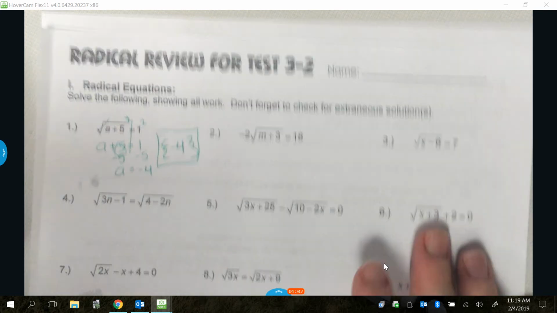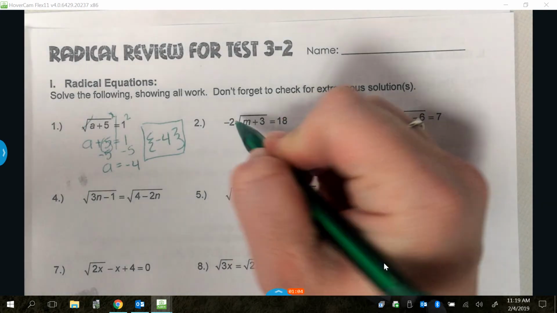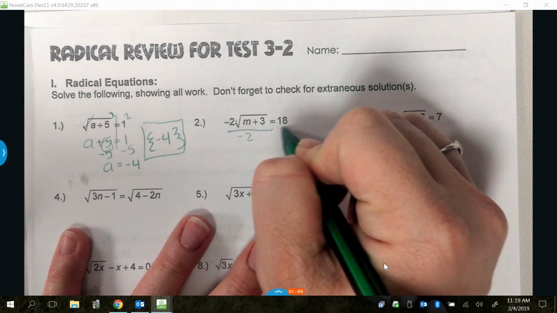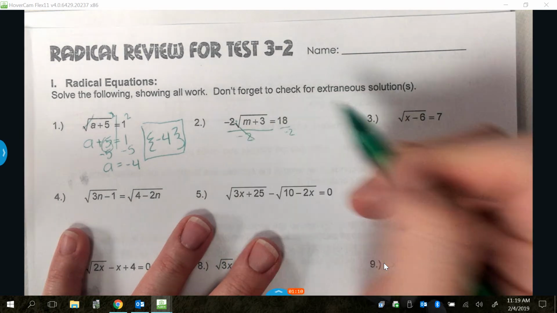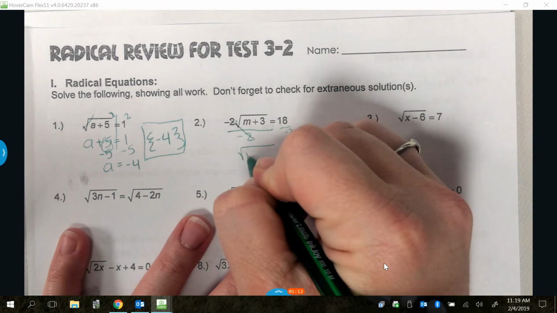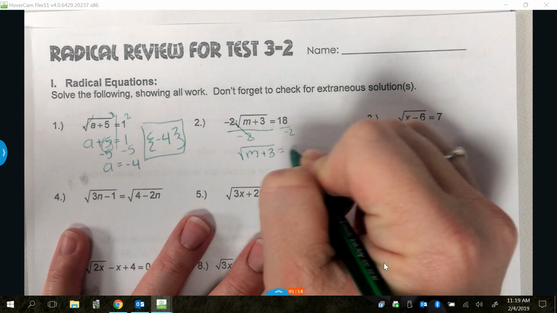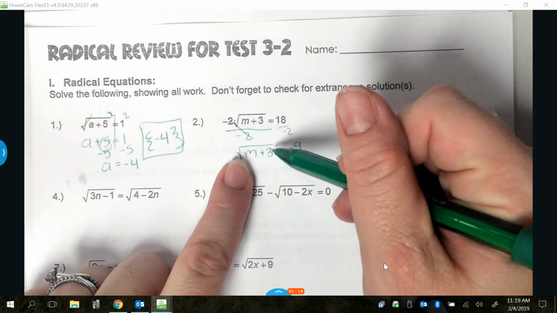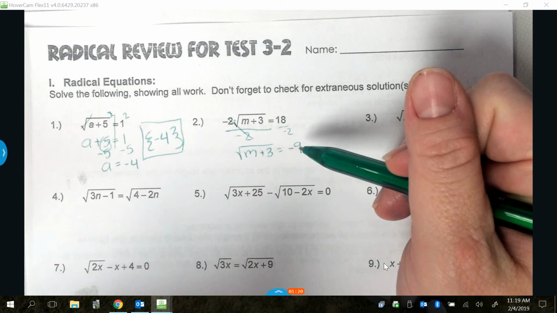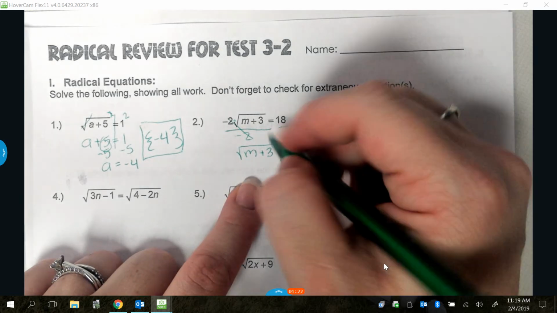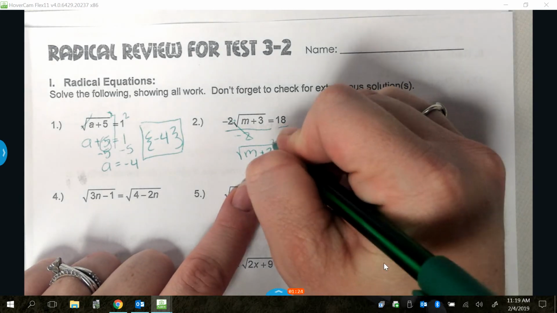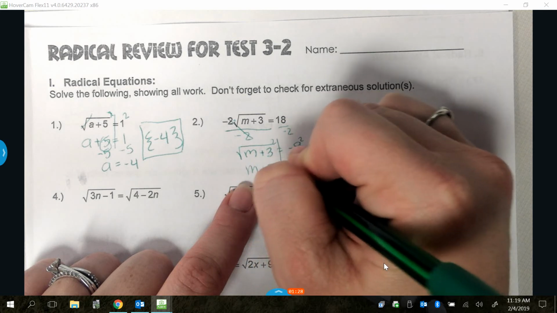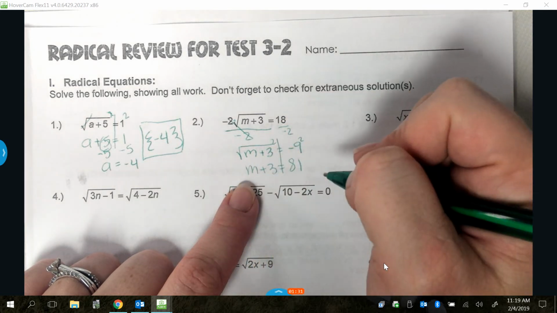Number 2. There's no symbol in between, which means multiply. So the opposite of multiplying is dividing. So I get square root of m plus 3 equals -9. Now remember, I told you this, when it equals a negative and the square root's alone, it's going to be extraneous. Okay, so we square both sides. We get m plus 3 equals 81, positive 81.